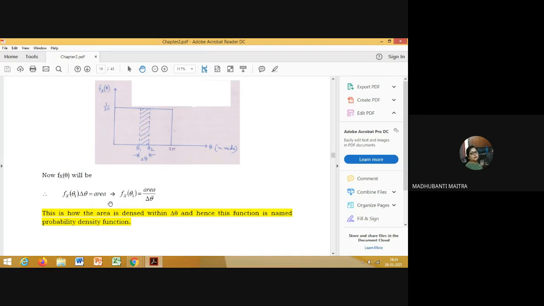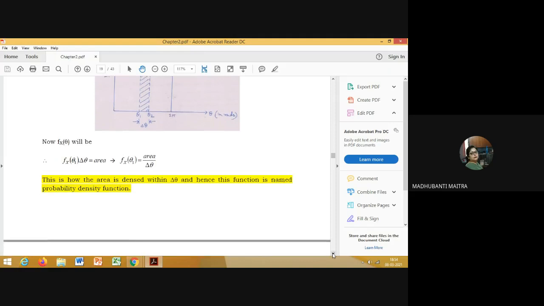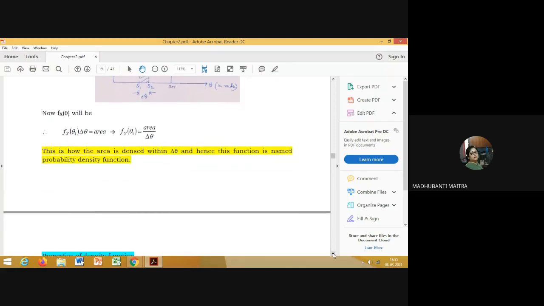Area by delta theta. So just some form of abstraction with the help of which we can say that this area is now densed within delta theta, within this width, and hence this function is named probability density function. Right? So this is some form of density, area divided by the width. Clear? Do you have any question?